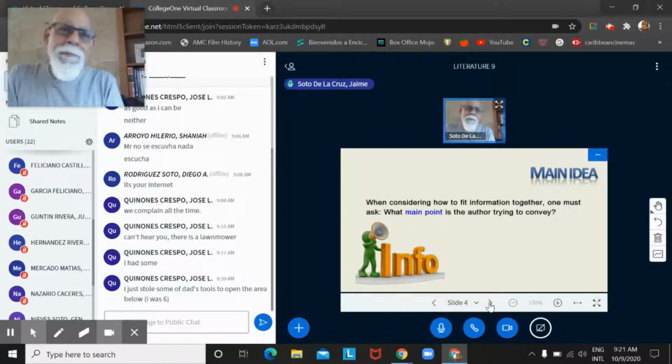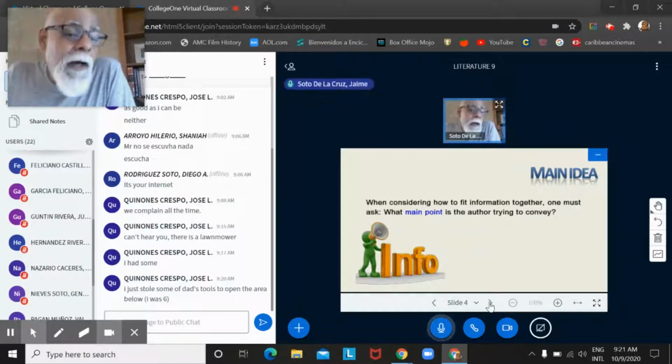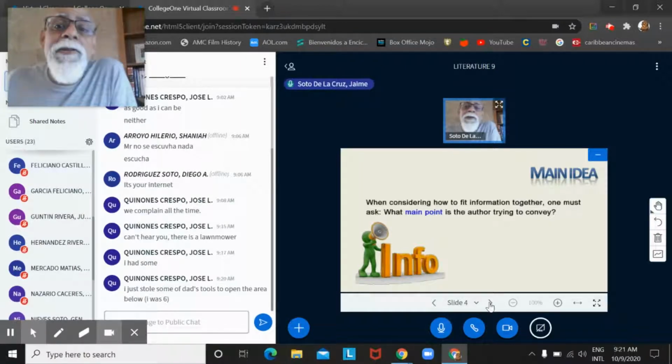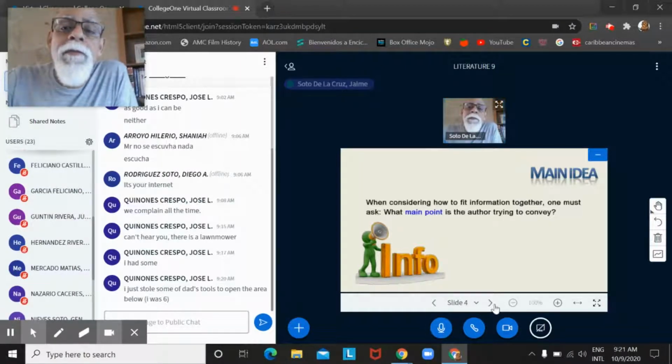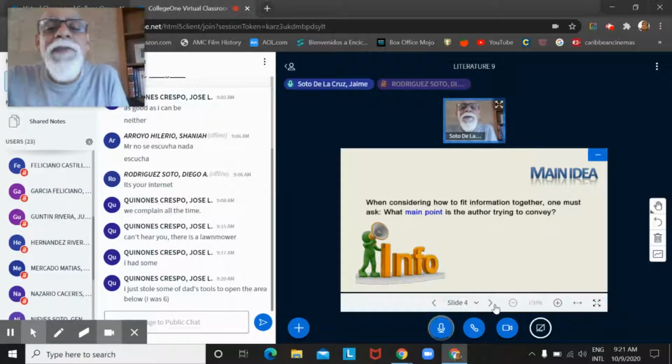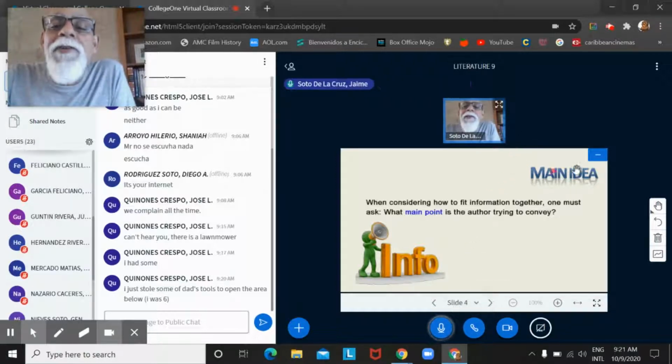Well, no, cutting is the wrong word. It's basically the disassembling of a thing to understand it better. We said in our last collection that when you're reading informational text, you have to find the main idea. You have to consider how the information fits together. You ask yourself, what's the main point that the author is trying to convey? That's something that you need to ask yourself.